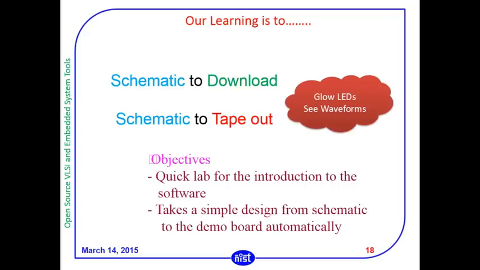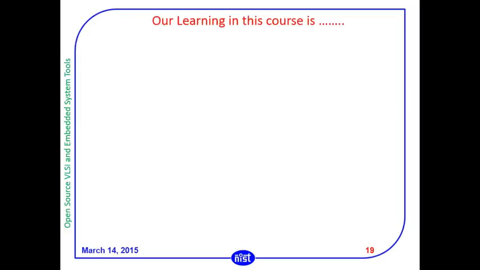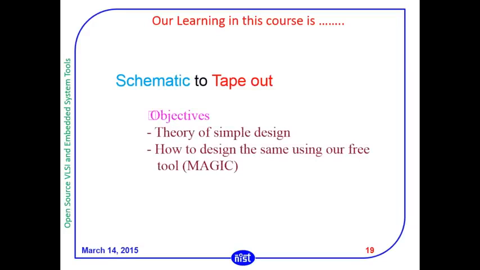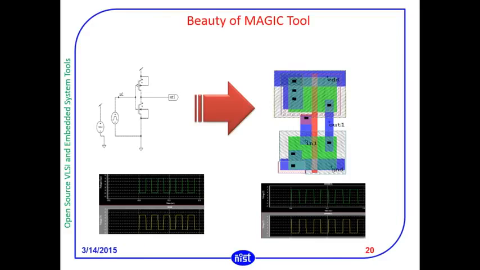And our objective is to have a quick lab for the introduction to the software. It takes a simple design from schematic to the demo board automatically and gives a demonstration. And believe me, from the next class onwards, you will see it. We will go point by point, line by line, so that you don't need any teacher for learning this course. So our learning in this course is schematic to tape out. And the objective is the theory of a simple design, and how to design the same using our free tools, Magic and others.